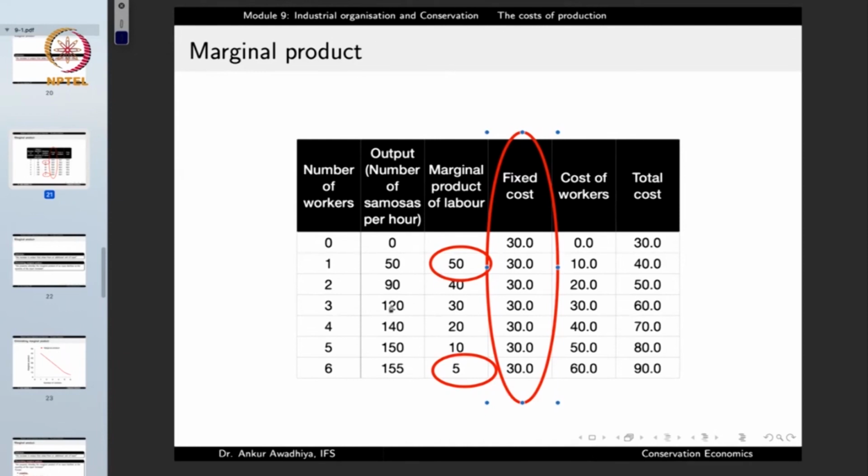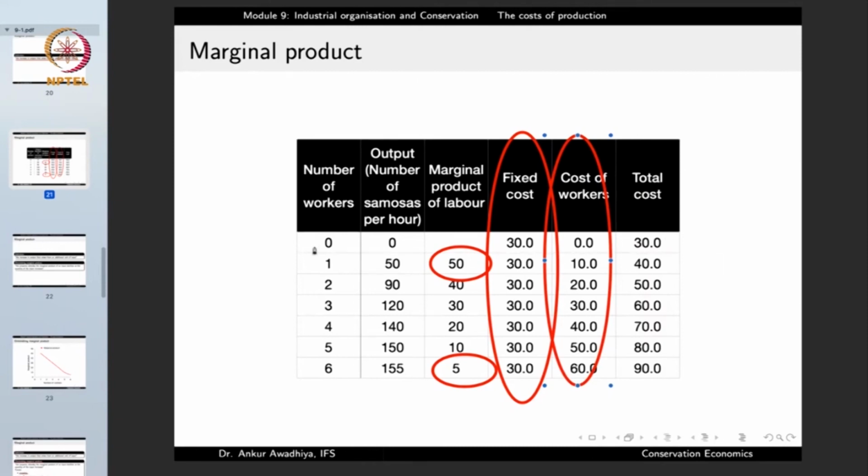But then to increase this output, we are also employing certain laborers, certain workers. The cost of these workers will go on increasing with the number of workers. Because say the wage rate is 10 units of money per worker. If only one worker is employed, then the cost of workers is 10. If 2 workers are there, the cost is 20. If 6 workers are there, the cost is 60. So this is a variable cost that we have. So we have fixed cost, we have variable cost, and the sum of the fixed cost and the variable cost will give us the total cost.